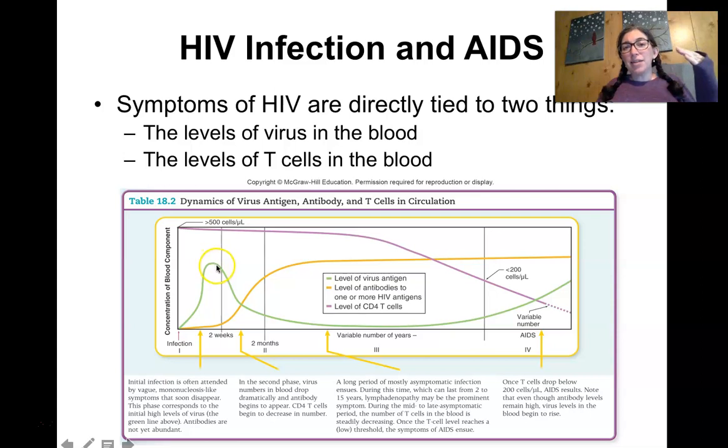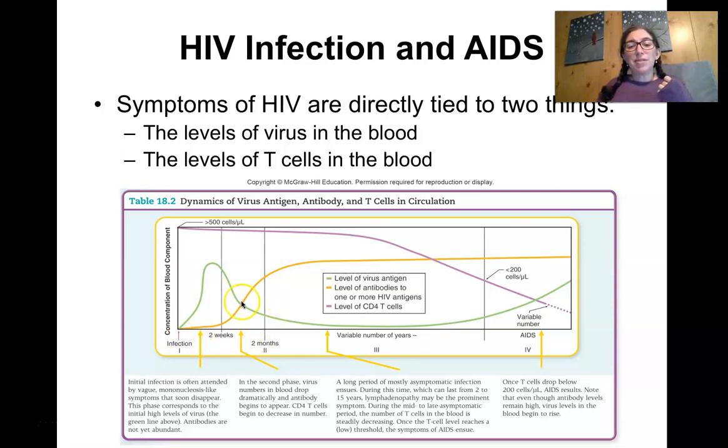All right, but then it will start to taper off. The virus will no longer burst out of cells and be circulating in the blood. It will mostly be hiding out in white blood cells at that point. So the viral load goes down significantly. After about 2 months, it's really kind of difficult to detect viral antigen in someone.